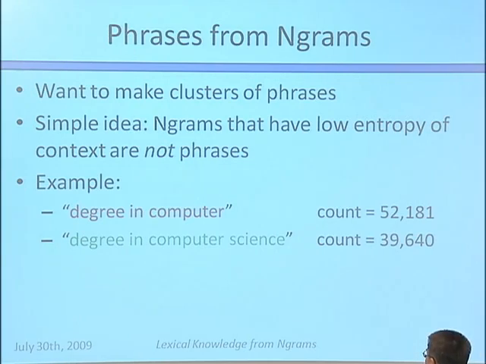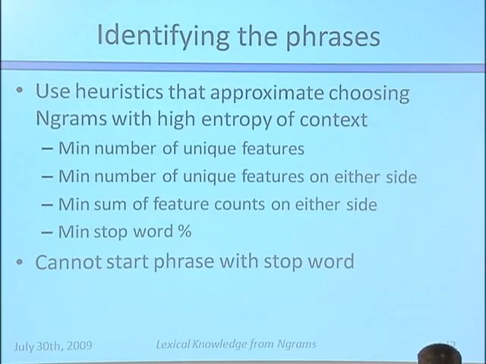Now take the fourgram degree in computer science. That has a count of about 40,000. That means that 76% of the time we see degree in computer, it's followed by the word science. This would probably lead us to believe the degree in computer by itself is not a very good phrase. Now after degree in computer science, if there was no preference for one select word, then we could probably conclude that degree in computer science is a decent phrase.